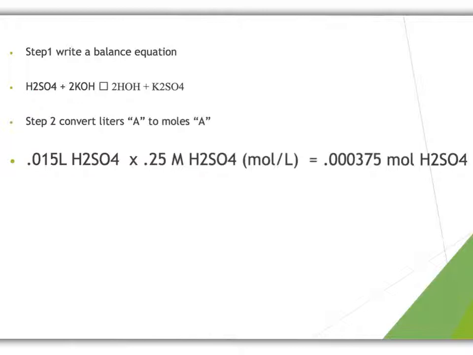We will convert our liters of A to moles of A. Our problem stated we had 0.015 liters of sulfuric acid. We will multiply that times the molarity, which is 0.025 moles per liter. This allows us to cancel out liters, and we are now in moles. We have now calculated the moles of H2SO4.